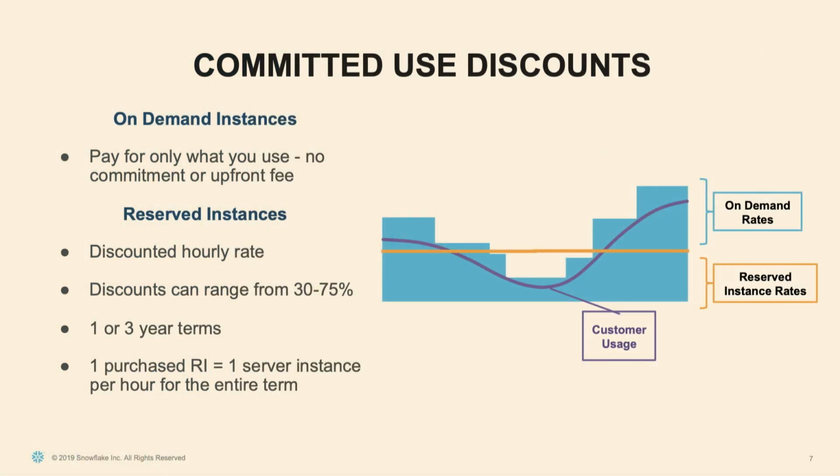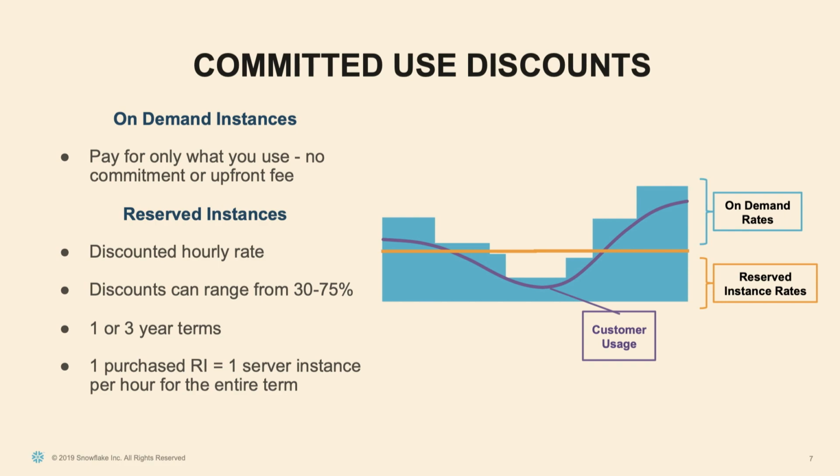The first are on-demand instances, and these are really the true promise of the cloud. You only pay for what you use, so the moment you turn on the instance, the moment you turn it off is what you're billed for. Additionally, in exchange for that flexibility, you also are going to pay the most expensive rates for these types of instances.